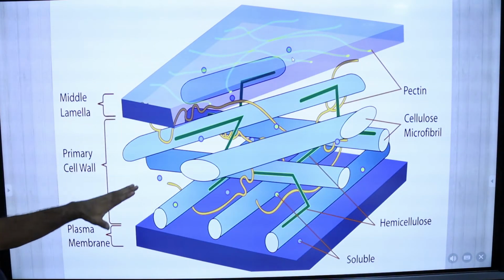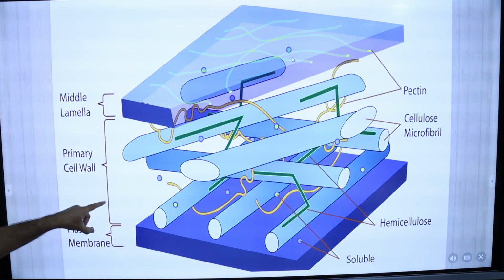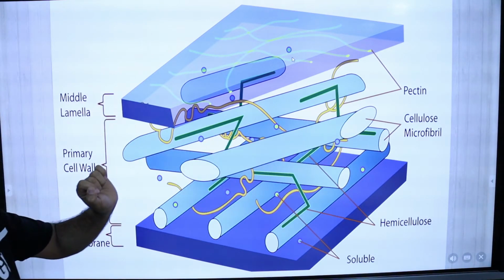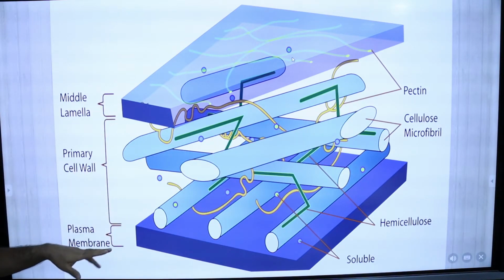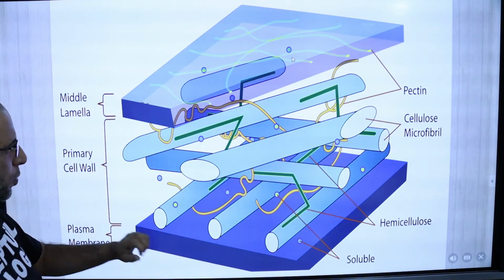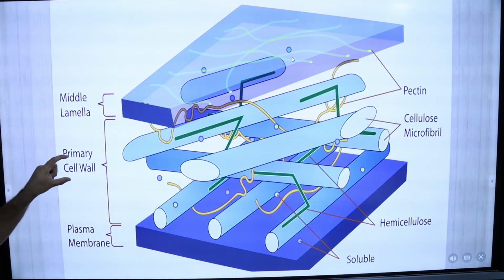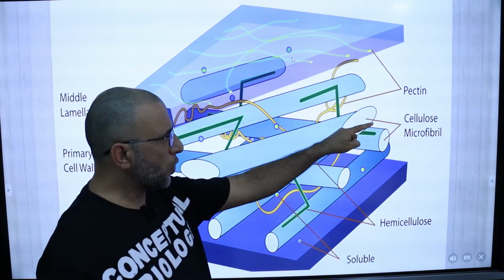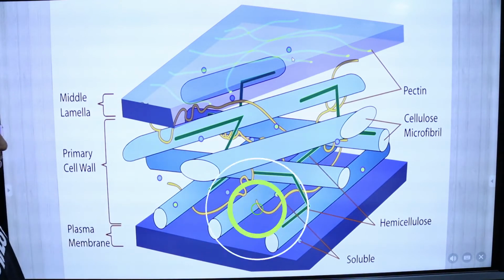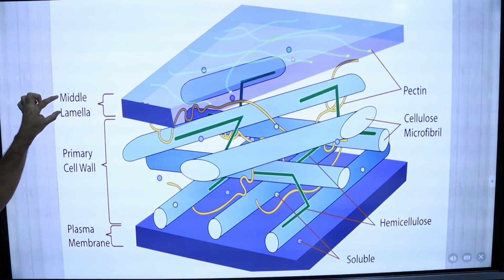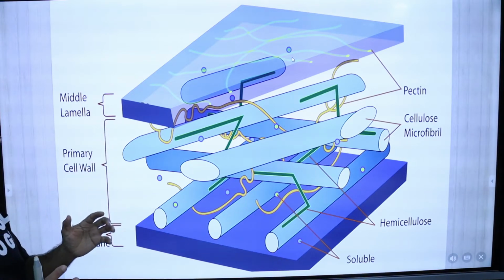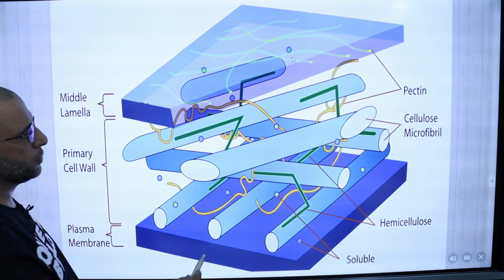So, this is the structure of primary cell wall, and primary cell wall is made up of cellulose microfibril. Inside the primary cell wall is here plasma membrane, and inside the plasma membrane is cytoplasm. So, primary cell wall is composed of cellulose, and cellulose is synthesized by Golgi complex in plant cells. Next to primary cell wall is middle lamella. It is a cementing layer which holds all the cells together.